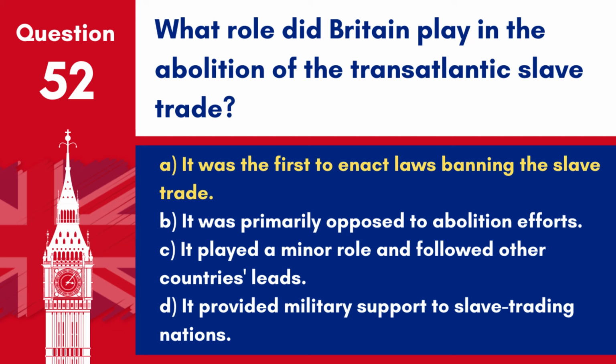Answer: A. It was the first to enact laws banning the slave trade. Britain played a leading role in the abolition of the transatlantic slave trade, with the Slave Trade Act of 1807, making it the first nation to prohibit the trade, followed by a naval enforcement campaign against other nations' slave ships.